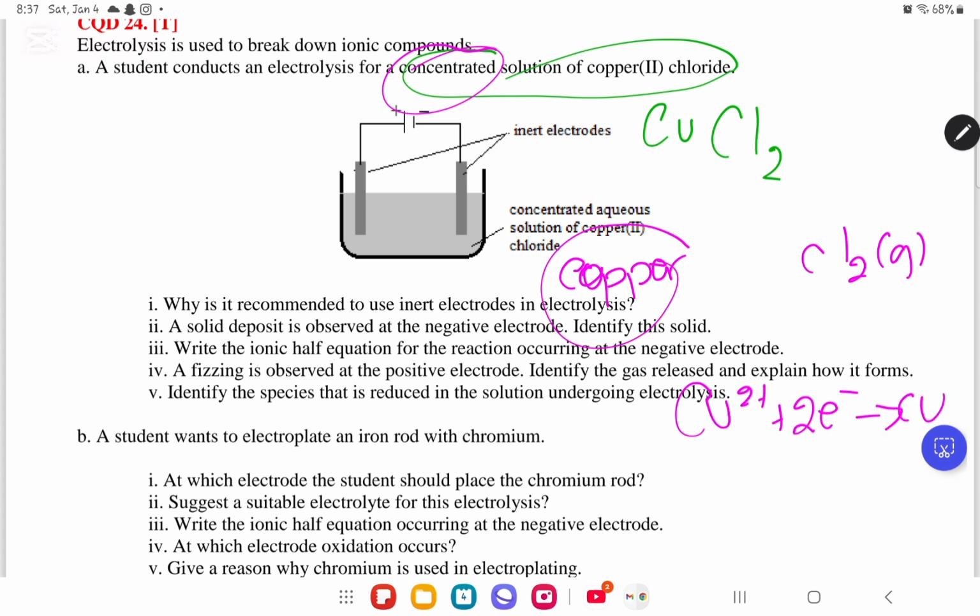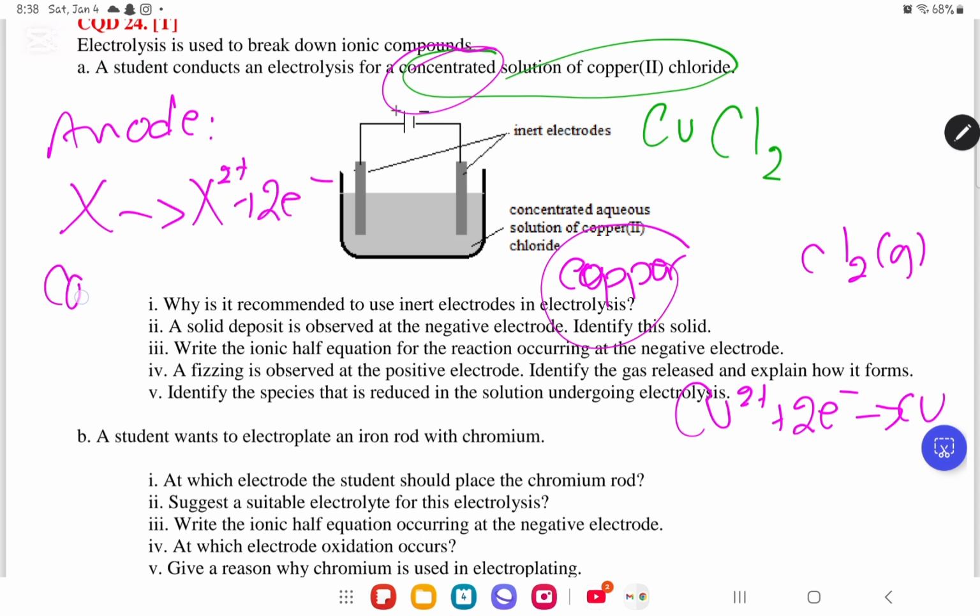Basically, what we need to remember is that at the anode, what happens is that X, it's not an actual element, I'm just naming it X, X is going to give us X²⁺ plus 2e⁻. This happens at the anode. Whereas at the cathode, what happens is that X²⁺ plus 2e⁻ will give us X. This is how it goes.